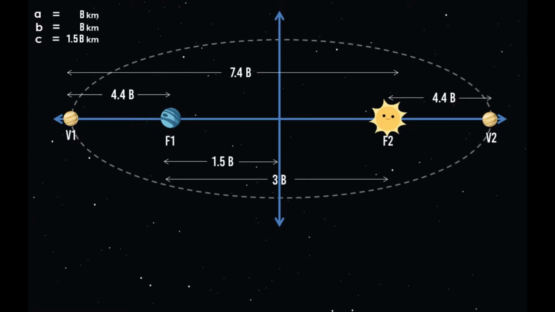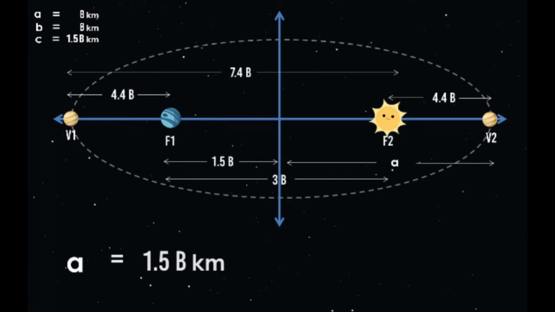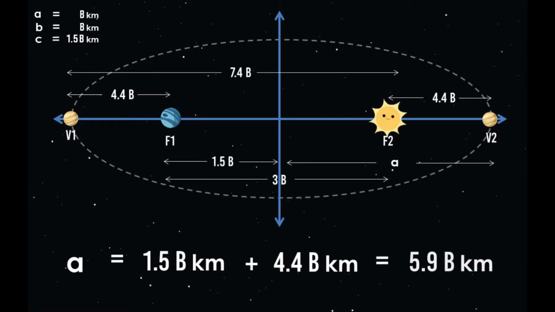The next step is to find A, or the distance from the center to each vertex. Since we already know that the distance from the center to the foci is 1.5 billion kilometers, we can simply add this to 4.4 billion, or the distance from the foci to the vertex. To get A, the result is 5.9 billion kilometers.